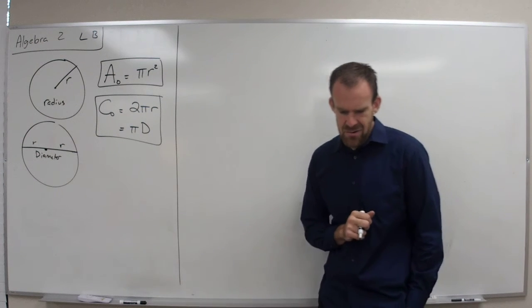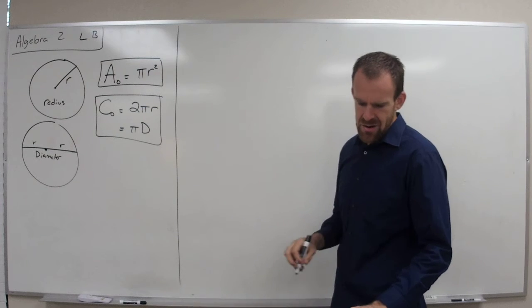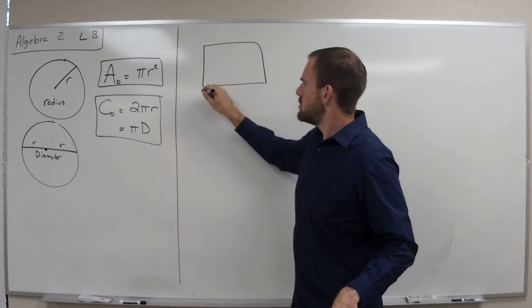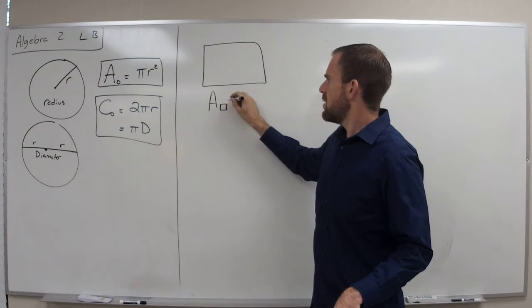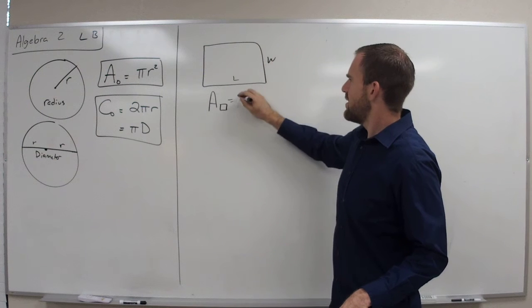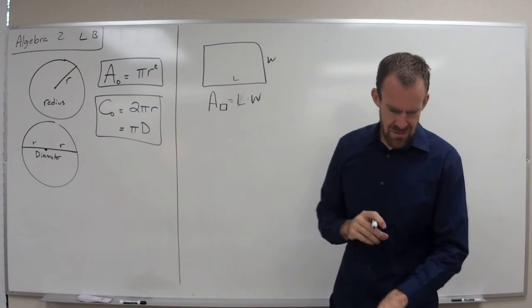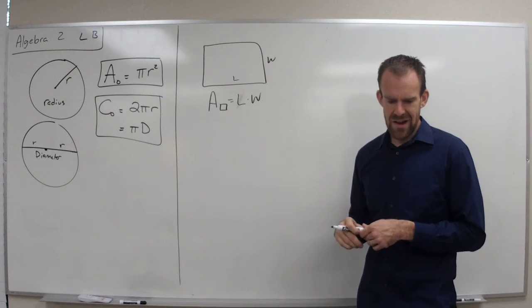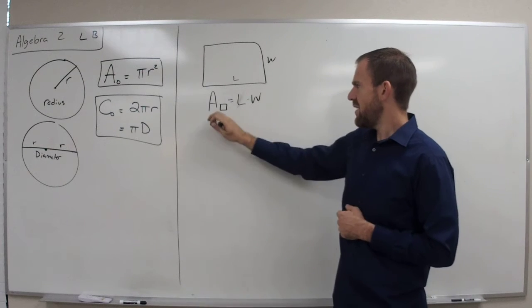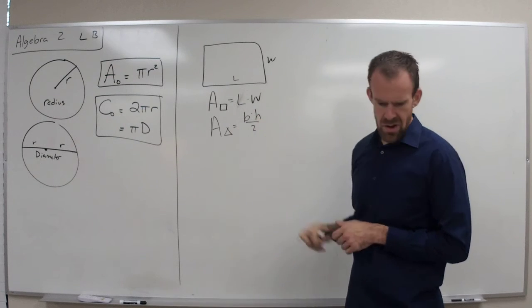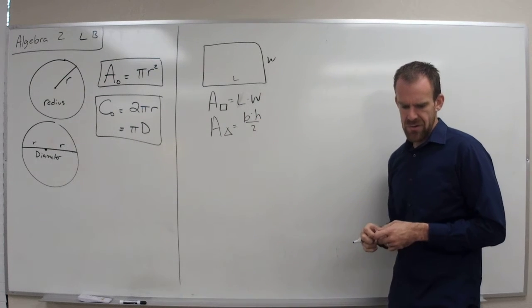So with that said, we're going to talk about area a little bit. We already remember that the area of a rectangle is pi. Wow, it is not pi r squared. It is length times width. And we can also find the area of ugly things. So we have area of a triangle is base times height over 2. And let's go from there.